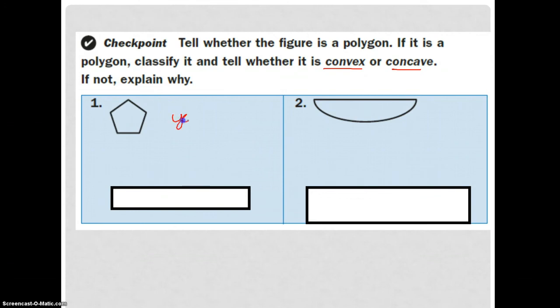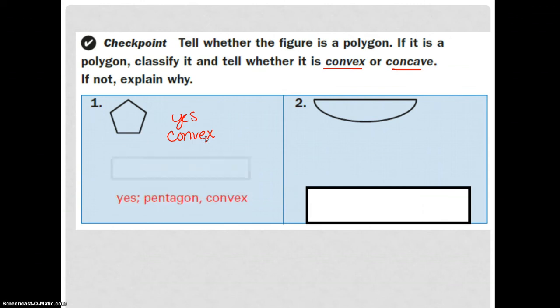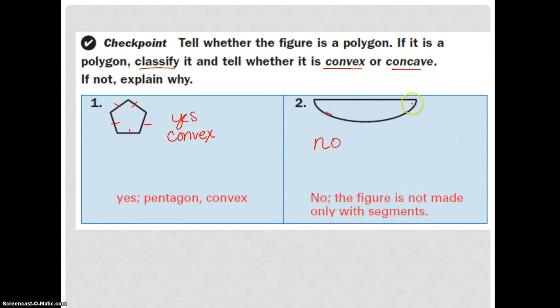Number 1 is yes, it's a polygon. And you should have said that it's a convex polygon. Also, you should have named the polygon. That's what it means when it says classify it. And there's 1, 2, 3, 4, 5 sides. Pentagon. Number 2 is no, it's not a polygon. Why? Because there are no line segments.